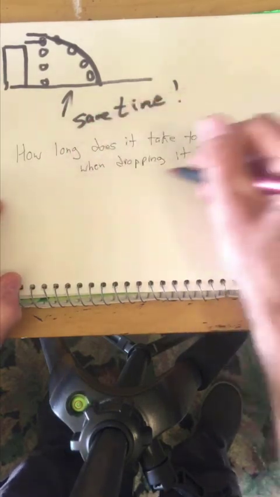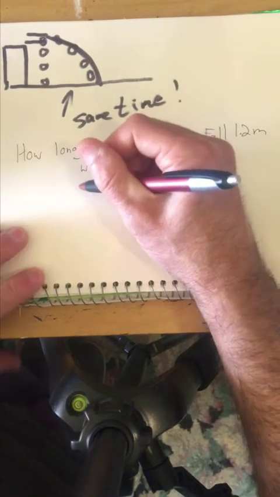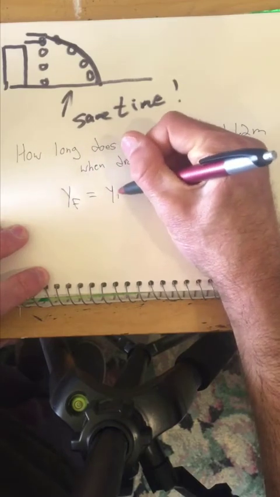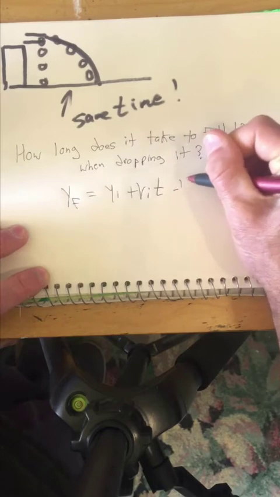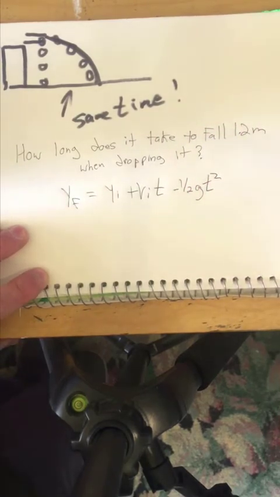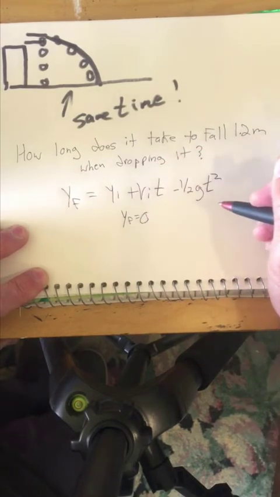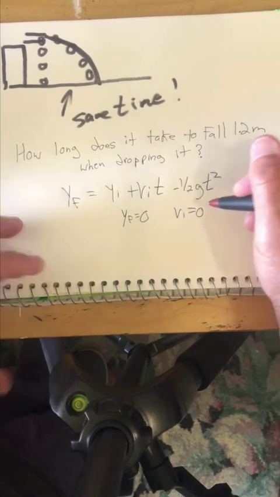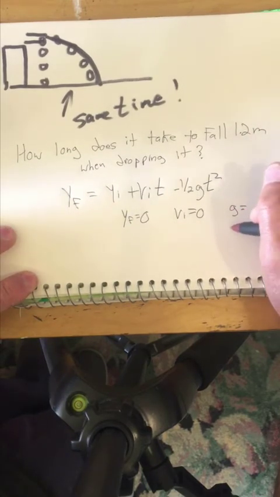So this is something we did earlier when we did kinematics problems. You can think about it like this. You can say y final equals y initial plus v initial times time minus 1/2 gt squared. We're going to use that equation where y final is the ground, where v initial is 0 because we're just dropping the object, and where of course g, I'm just going to set g to be 10.